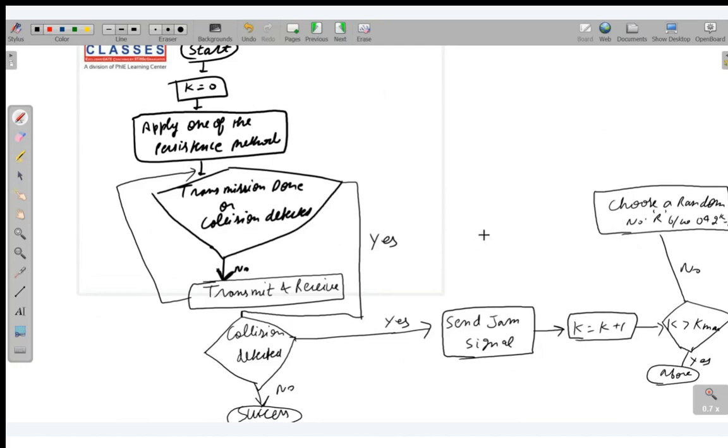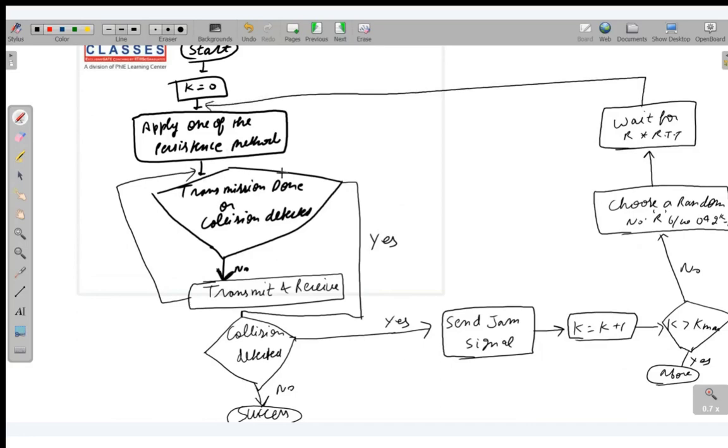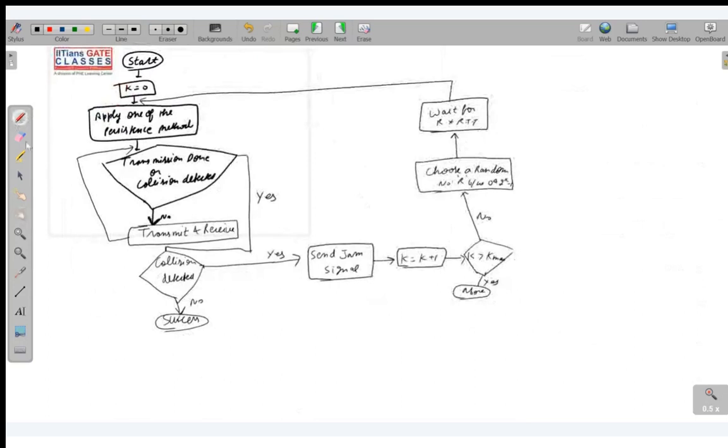And then wait for r into RTT time. It will wait for r into RTT time. Then it will apply one of the persistence methods and so on. It will keep on doing this. This RTT is what? Round trip time. RTT is generally round trip time. Let me write it, round trip time. Take the snapshot.